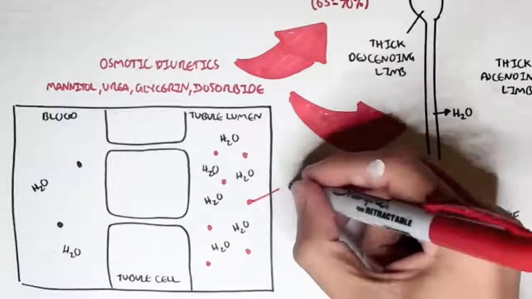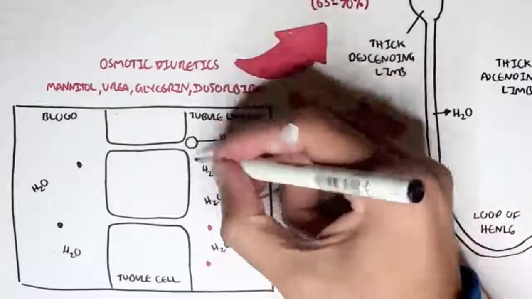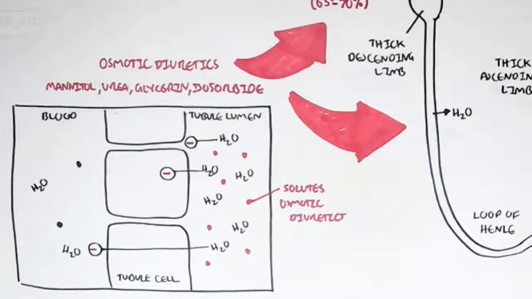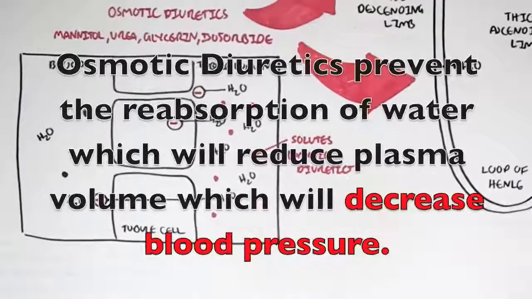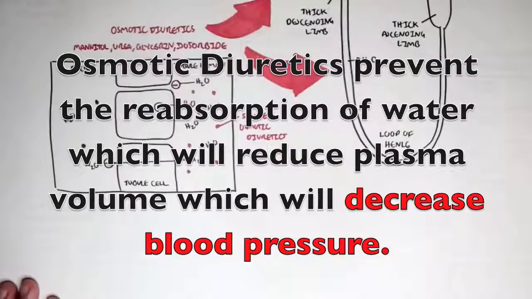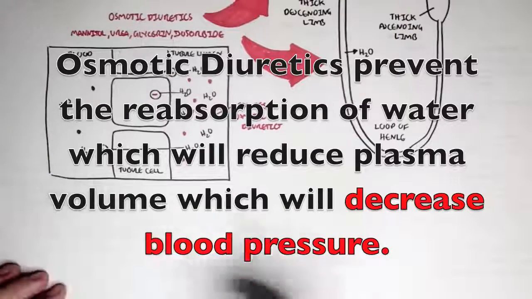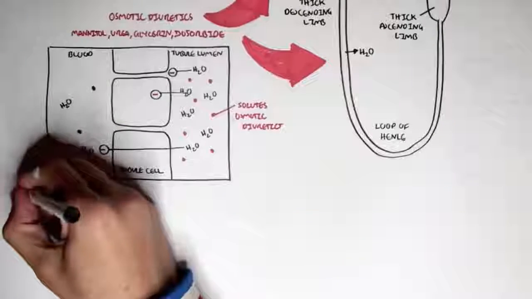And therefore, there will be a lot of water. And therefore, water will not be reabsorbed because it has to follow the osmosis rule. Hence the name osmotic diuretics. Osmotic diuretics prevent the reabsorption of water from the tubule into the blood, and therefore it will decrease the blood volume or the plasma volume, and therefore decrease blood pressure.